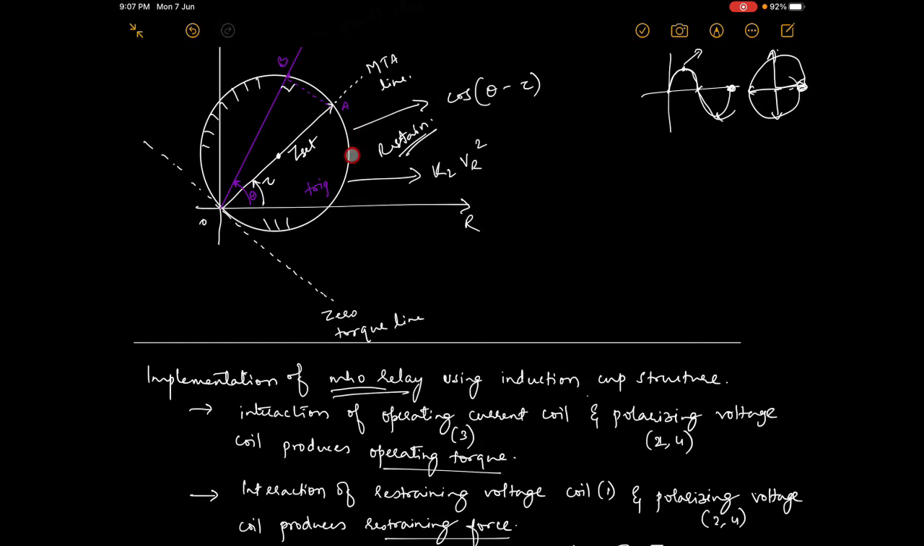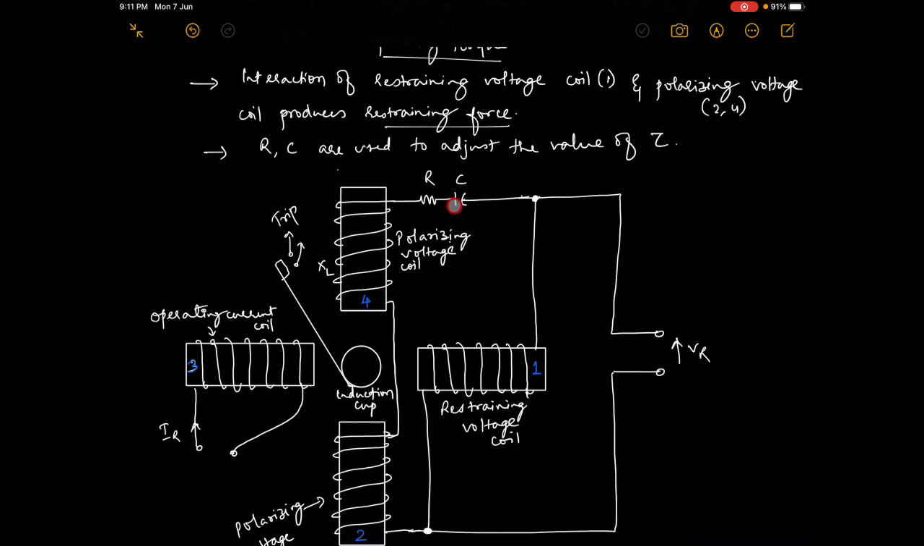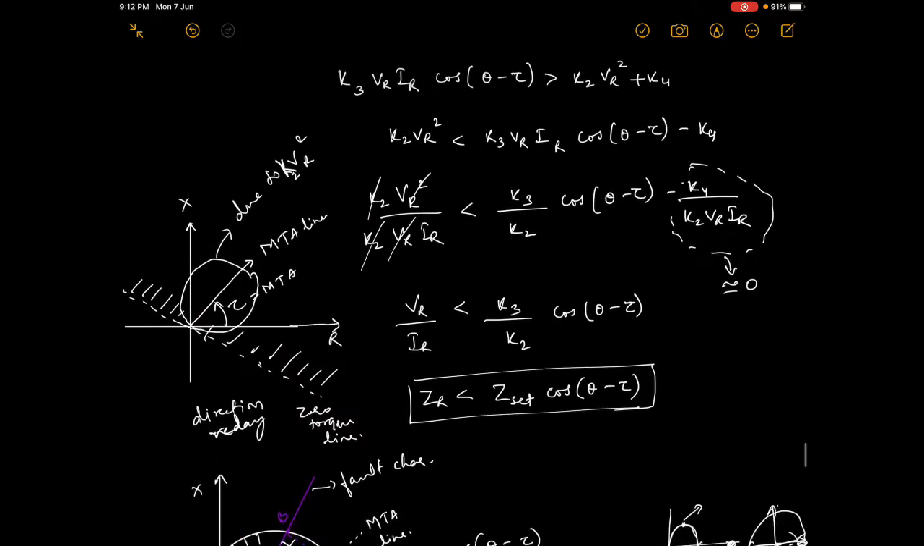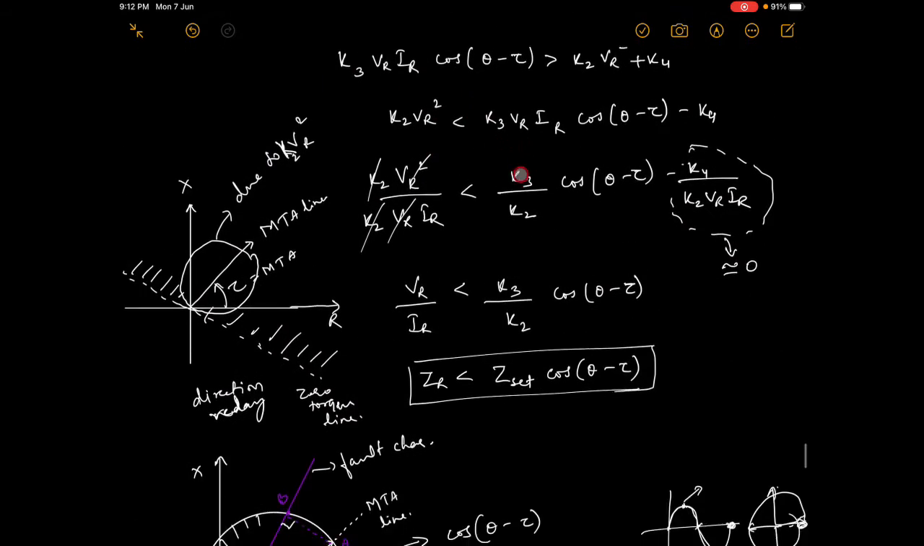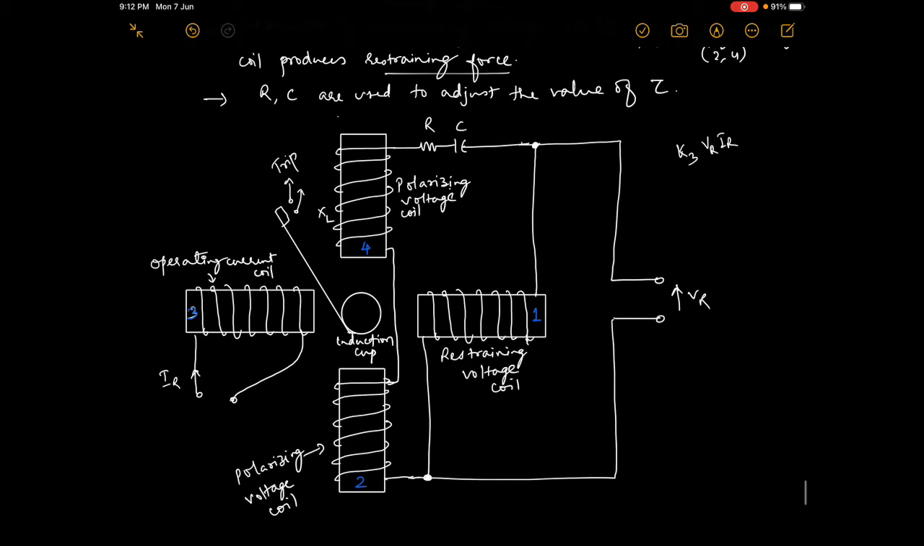So what did you notice here? When I said that if you change the R and C, you can change the tau, what is the meaning? We have K3 into VR and IR, into cos of that. So what you are doing here is changing the angle, because it is cos of theta minus tau. So you want to change the tau. It is nothing but the angle of what?